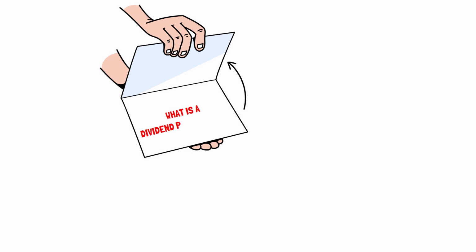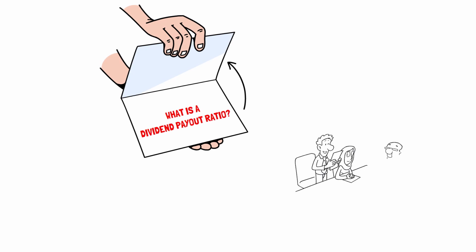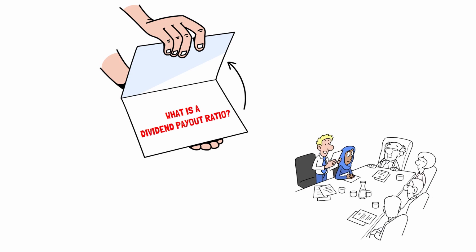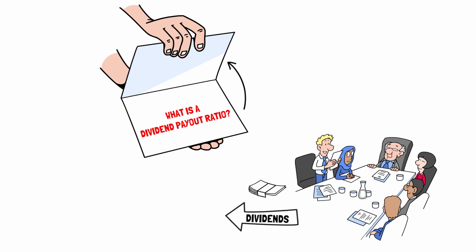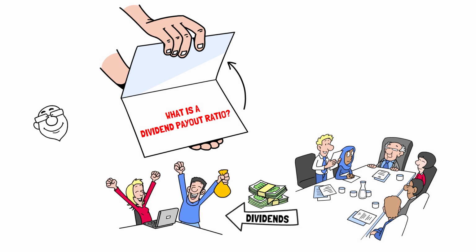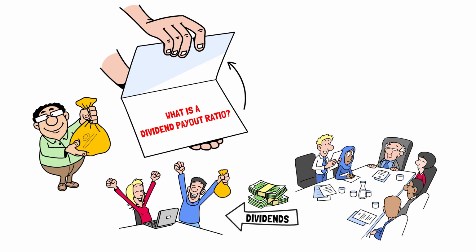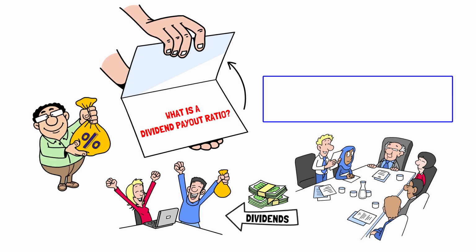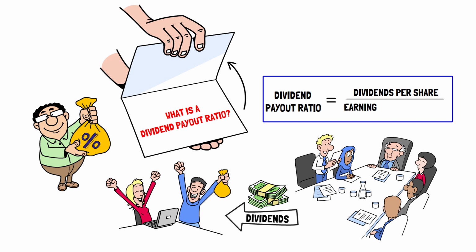What is a dividend payout ratio? The dividend payout ratio shows how much of a company's profits are being returned to shareholders as dividends, rather than kept to reinvest in the business. In other words, it's the percentage of earnings paid out as dividends. The formula is simple. Dividend payout ratio equals dividends per share divided by earnings per share, or EPS.